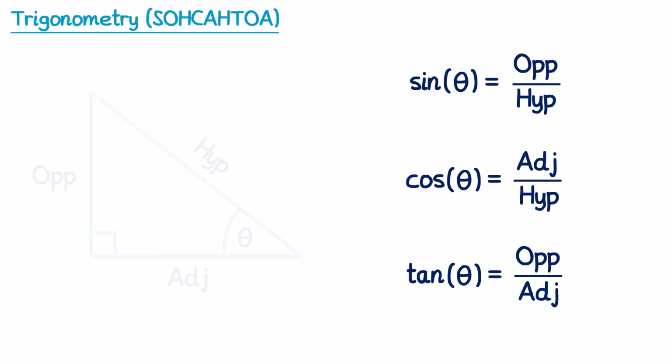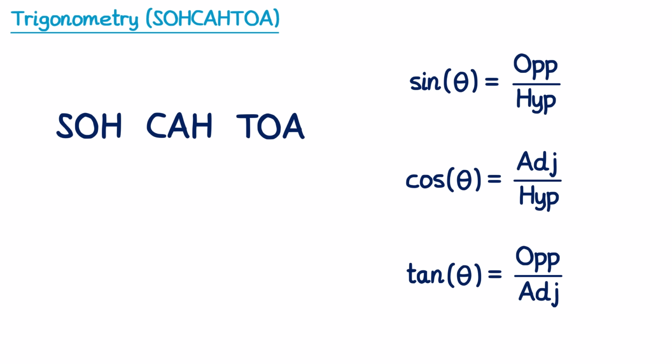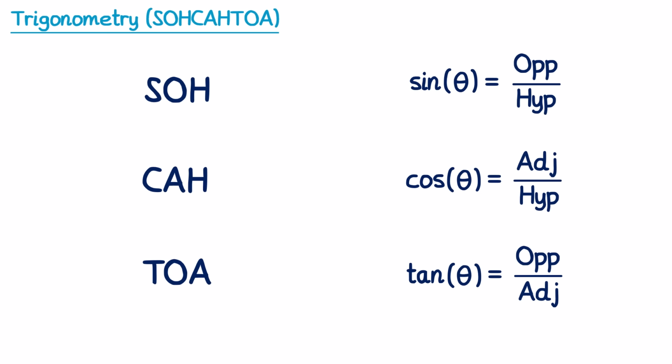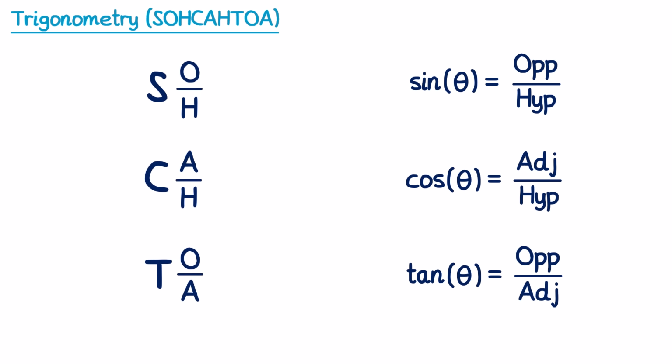To help memorize these, we learn the phrase SOHCAHTOA. This is helpful because if we write them out like this, and then write the second two letters as a fraction, like this, it looks very much like the trig ratios on the right. So S, O over H helps us remember that sine theta is the opposite over the hypotenuse. C, A over H helps us remember that cos theta is the adjacent over the hypotenuse, and T, O over A helps us remember that tan theta is the opposite divided by the adjacent.